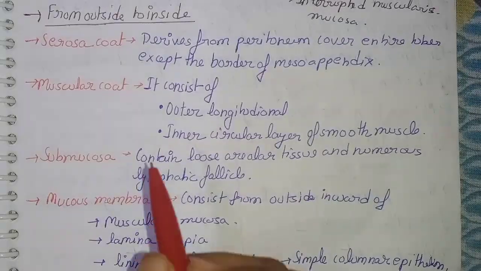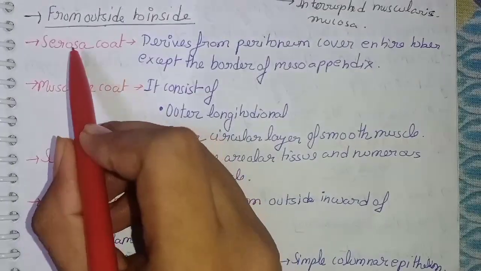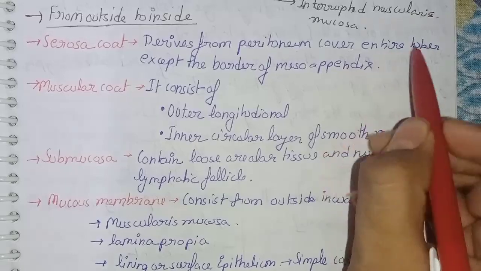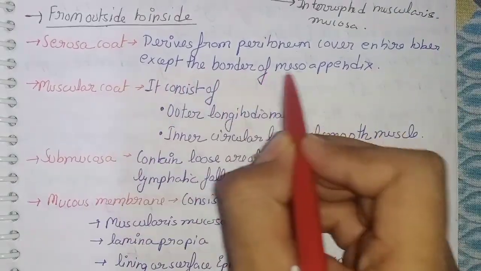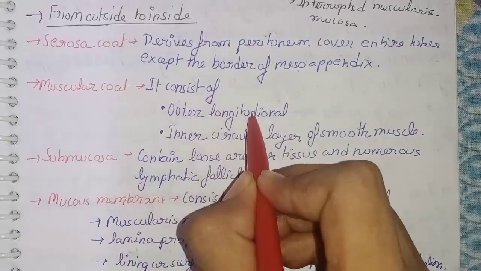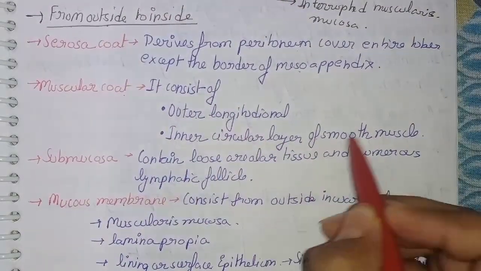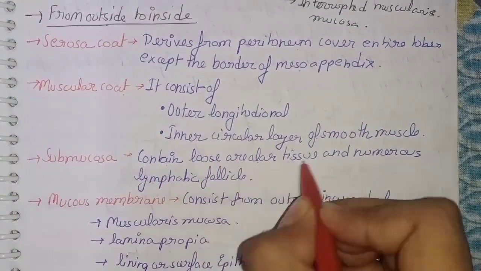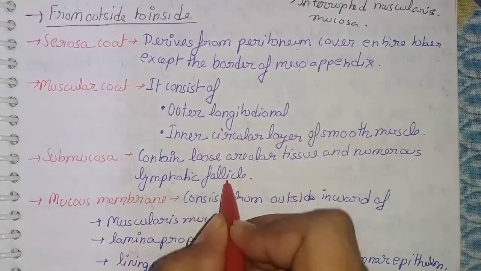So the histological structure from outside to inside is: the serosa coat, which derives from the peritoneum and covers the entire tube except the border of the mesoappendix. The muscular coat consists of an outer longitudinal layer and an inner circular layer of smooth muscle. Now coming to the submucosa, it contains loose areolar tissue and numerous lymphatic follicles.